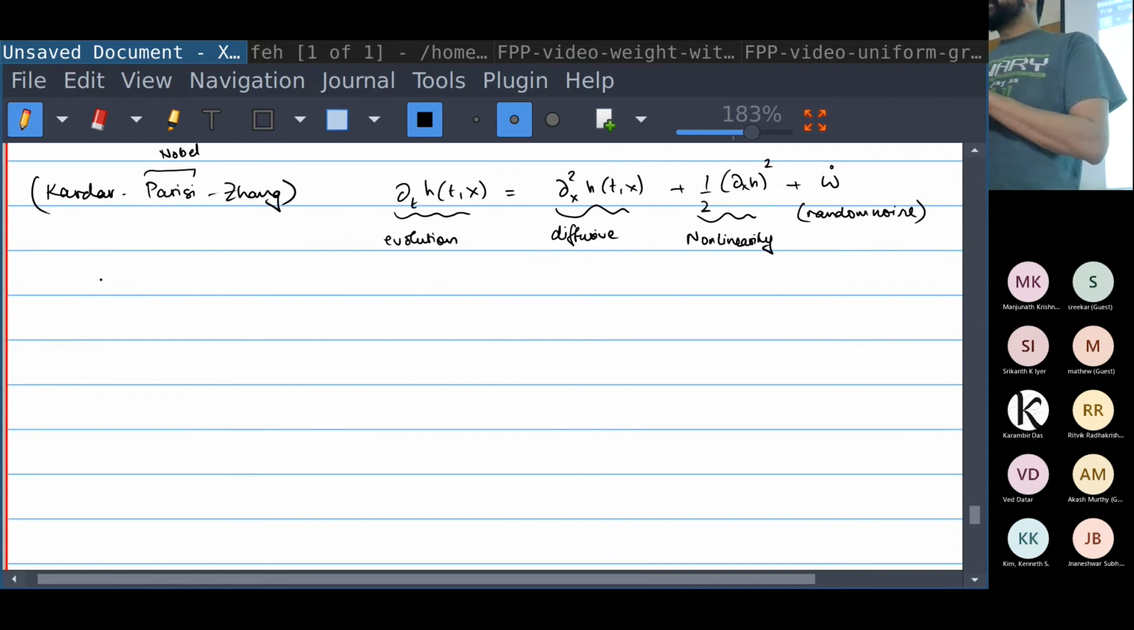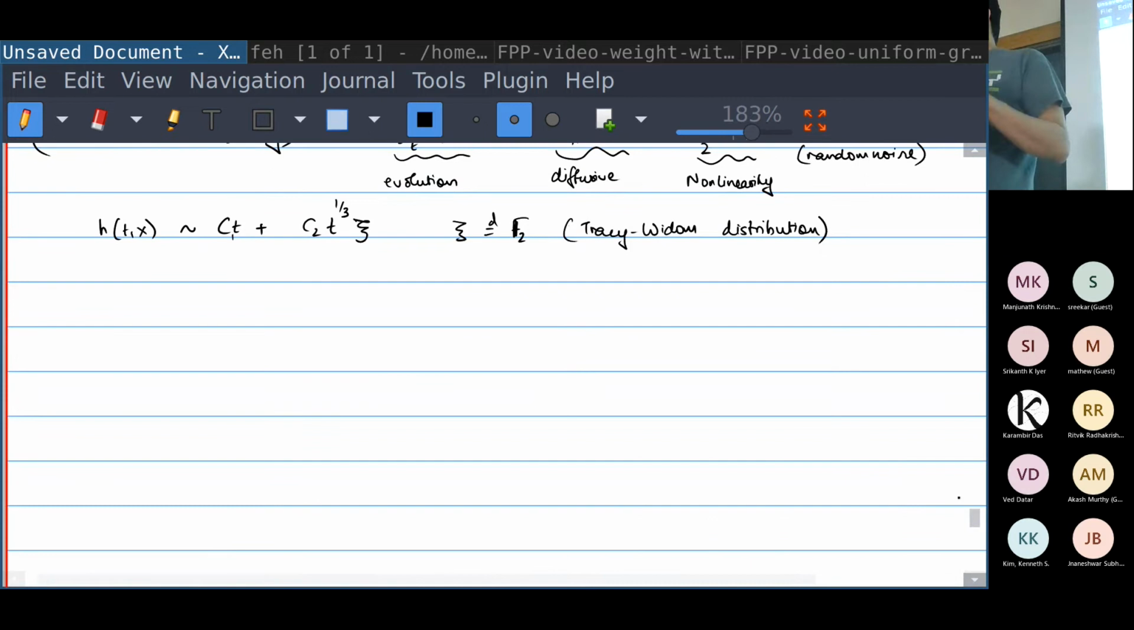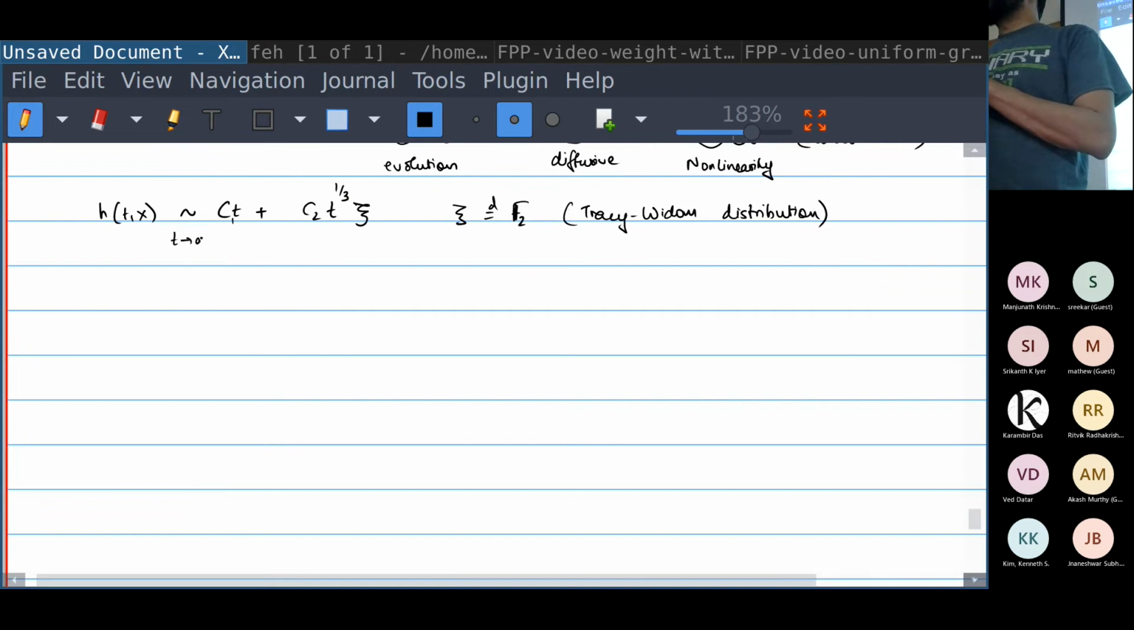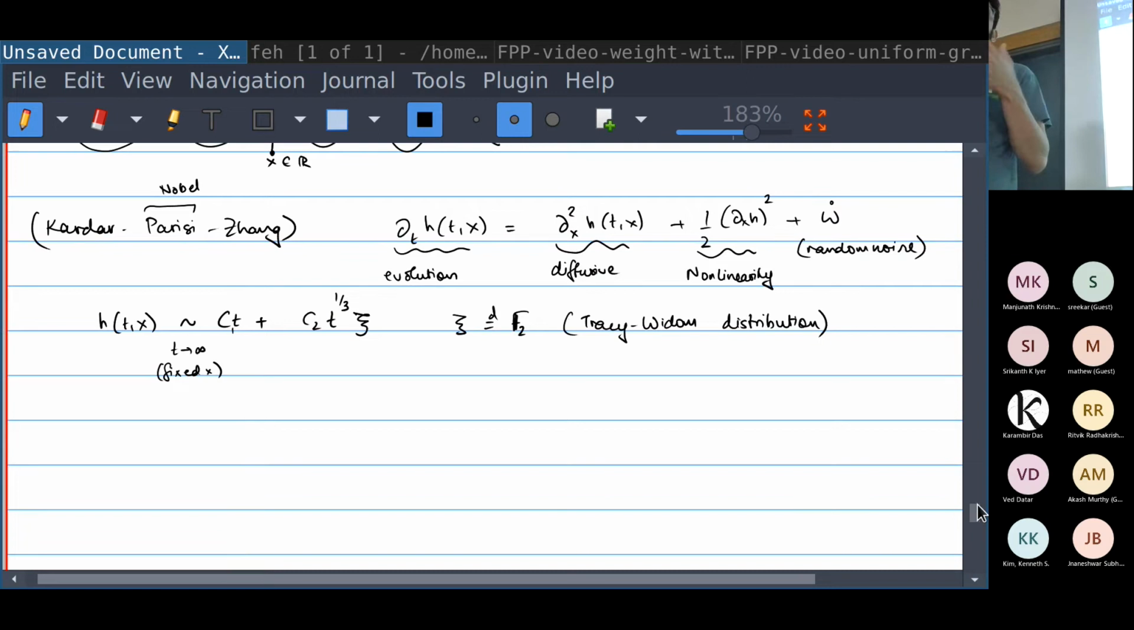So it turns out that h(t,x) goes like c1 t plus c2 t to the 1/3 times a random variable that has this F2 Tracy-Widom distribution. There are many other aspects of this KPZ behavior that I'll touch upon as we start talking about geodesics. This is as t goes to infinity for fixed x. There is x dependence. You can get processes in the limit, the Airy sheet.